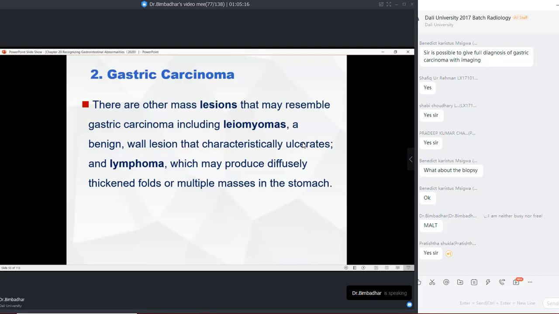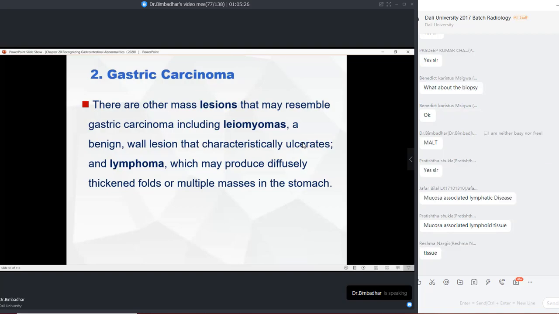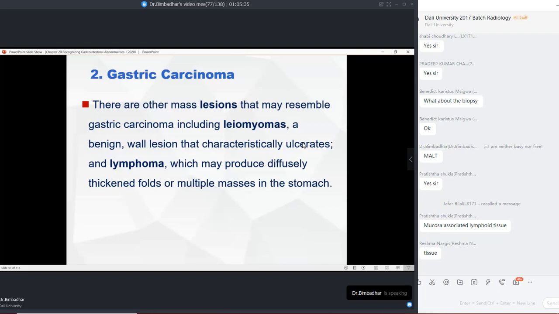Somebody tell me what is MALT. It is called mucosa associated lymphoid tissue. A cancer happening within this tissue is called a maltoma.